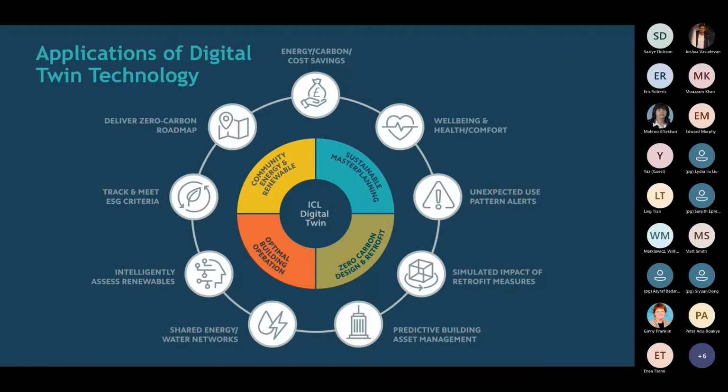So what applications can we use the digital twin technology for? We can look at decarbonisation or net zero carbon roadmaps. We can use our tools to look at how a building or a campus or a city could decarbonise over a certain length of time. We can look at the well-being, health and comfort of the spaces. Things like predictive building asset management, so we can use the power of the physics-based simulations to predict how a building is going to operate and predict when maintenance may be required. And then we can look at moving away from individual building energy solutions to sharing energy.